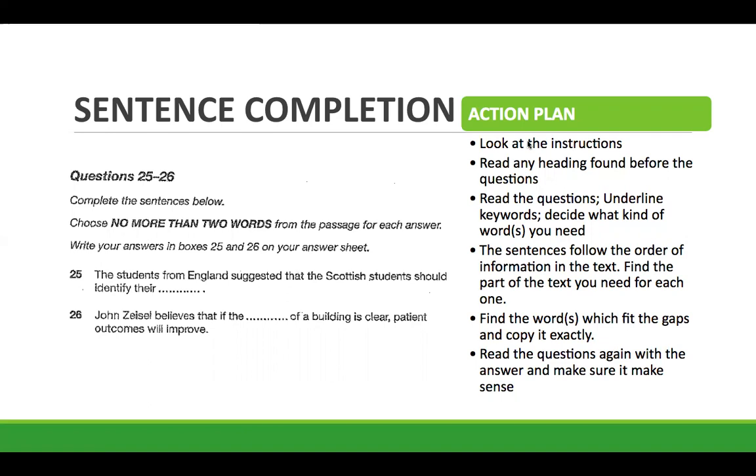So our action plan for this question type is look at the instructions. Read any heading found before the questions. Read the questions, underline keywords, decide what kind of words you need. The sentences follow the order of information in the text. Find the part of the text you need for each one. Find the words which fit the gaps and copy them exactly. Read the questions again with the answer and make sure it makes sense.